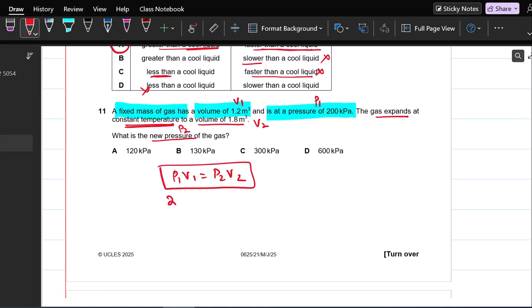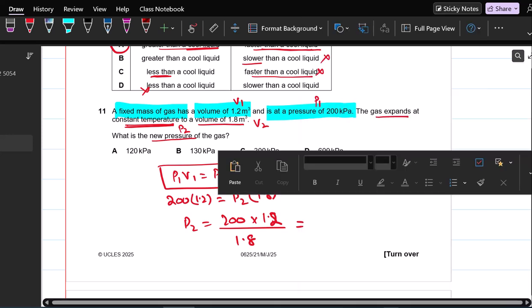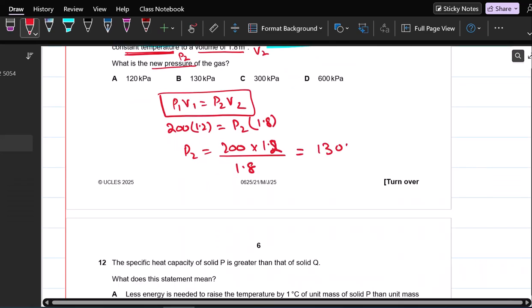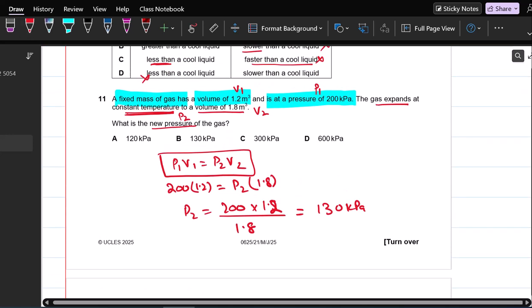So 200 kilopascal, 1.2 is the volume, P2 is the new pressure, and volume V2 is 1.8. So P2 is equal to 200 times 1.2 divided by 1.8. If you calculate this, it comes out to 130 kilopascal. So be careful regarding units, it is meter cubes and kilopascal. So B is right.